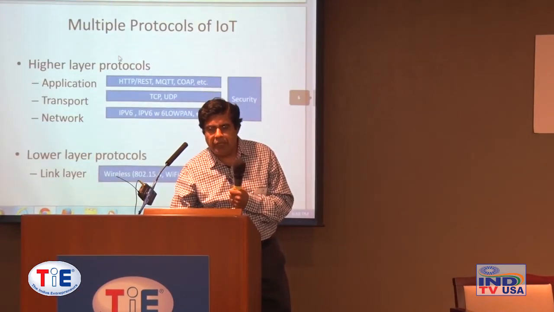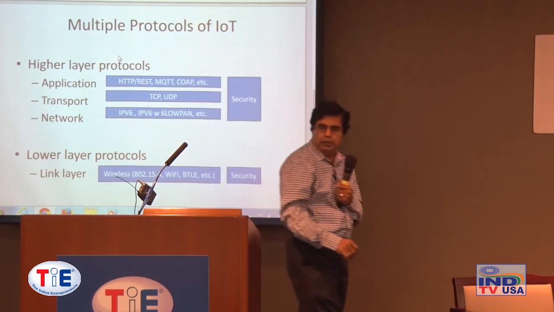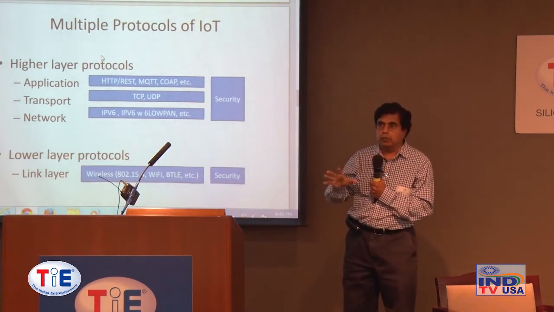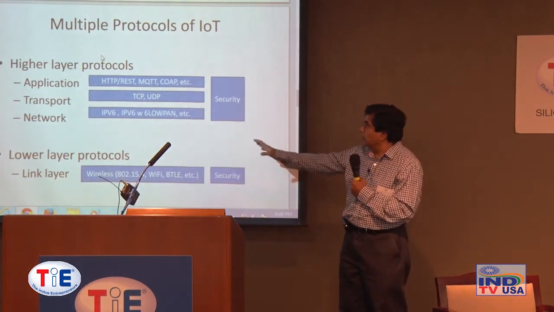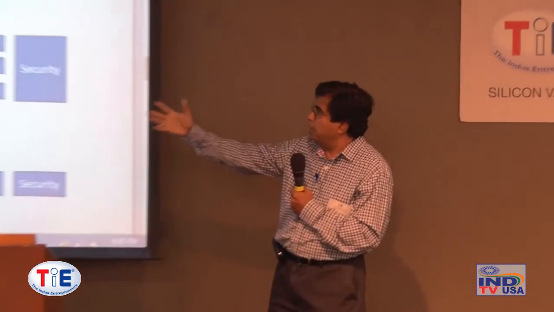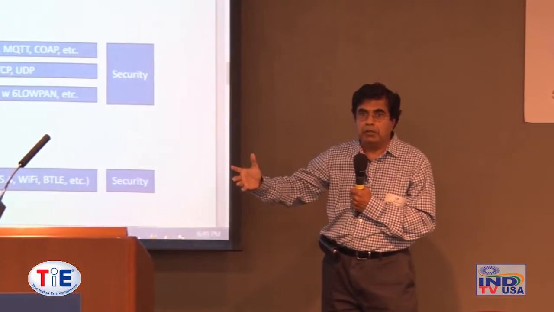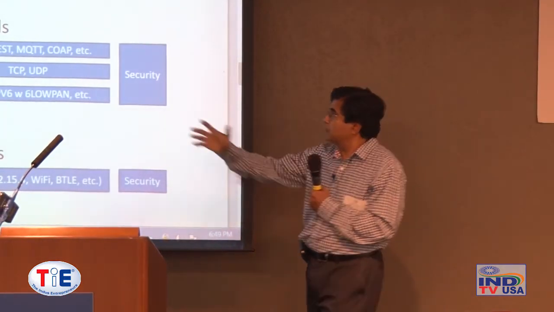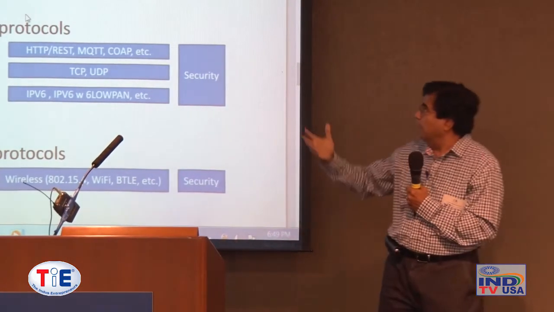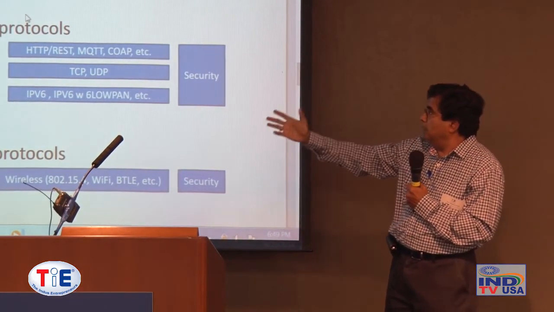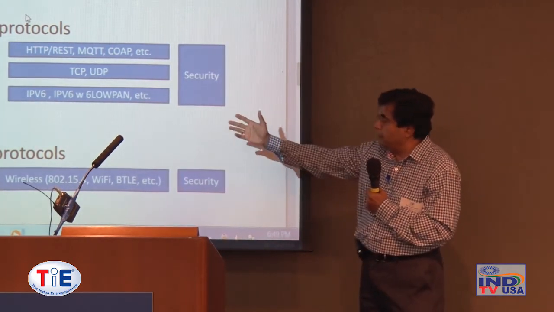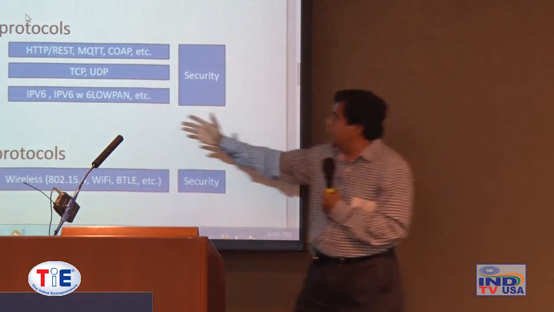What are the multiple protocols of IoT we are talking about? This is a very simple way of representing the overall picture, so excuse me for simplifying it too much. At the application level, there is HTTP REST, which everybody knows about, but because of the constrained capability, two new protocols came, which are MQTT and CoAP. Then there is the transport, TCP and UDP, which everybody is aware of, and IPv6, which everybody is aware of. But there is a new thing that came.